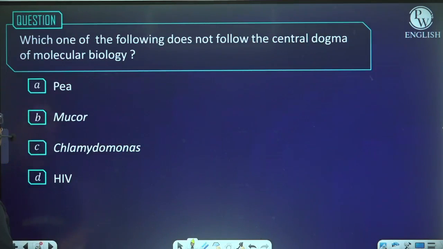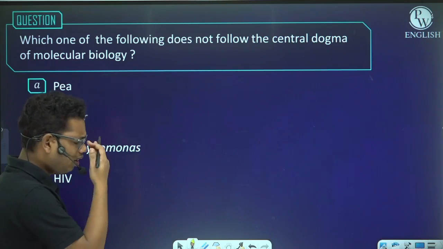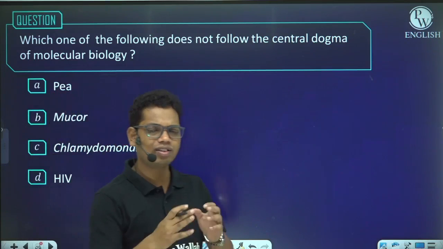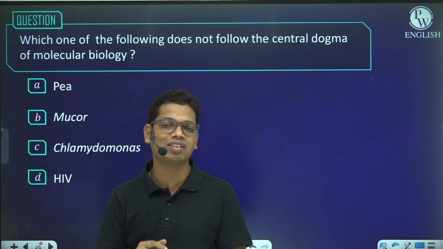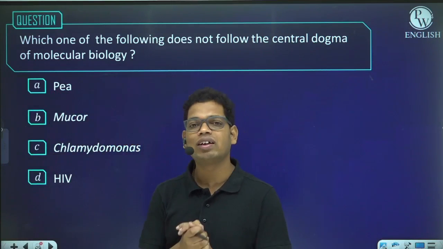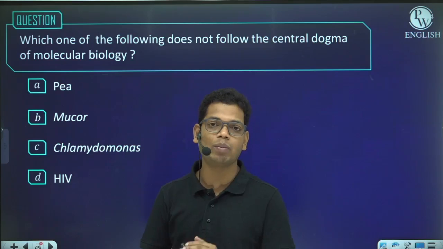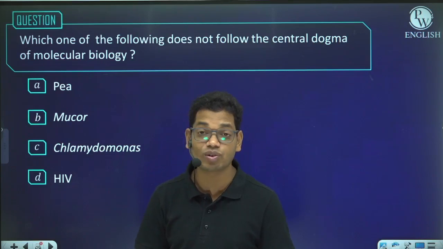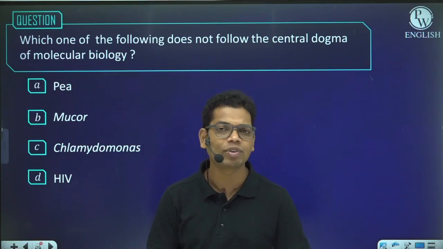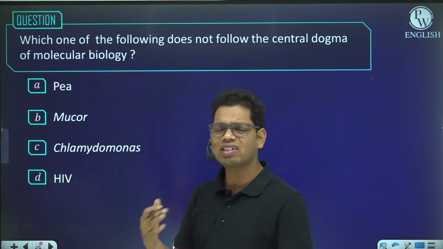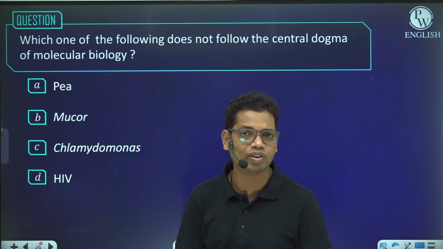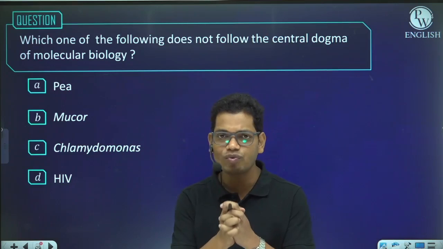Now, which one of the following does not follow the central dogma of molecular biology? See, in normal central dogma, what happens? The information present in the DNA is transferred to the RNA molecule, especially the mRNA molecule, and from the mRNA molecule, the information is transferred to the protein molecule. Okay, so this is applicable to cellular organisms. So what is a cellular organism? The organism which has cells.